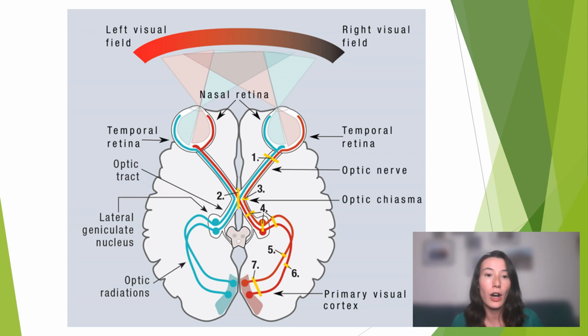After that, we have optic radiations that send information from the LGN to the primary visual cortex, which is where all the afferent visual information is then processed. It's a purely afferent pathway. Nothing motor is happening at all.